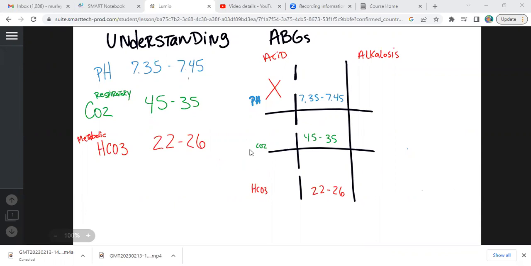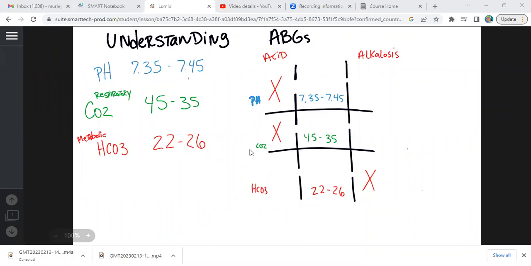Let's talk about this next thing. The next level to this is a term called compensating or non-compensating. So let's say the one we're looking at is 7.25, and the CO2 level is 50, and the bicarb is 29. So this is a respiratory acidosis, but they are compensating by producing more bicarb. They can't breathe any faster, so they're trying to ramp up the production of bicarb.